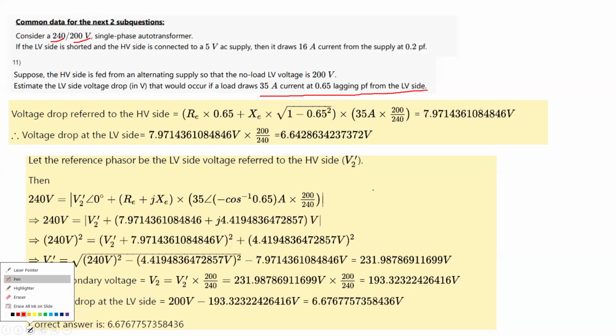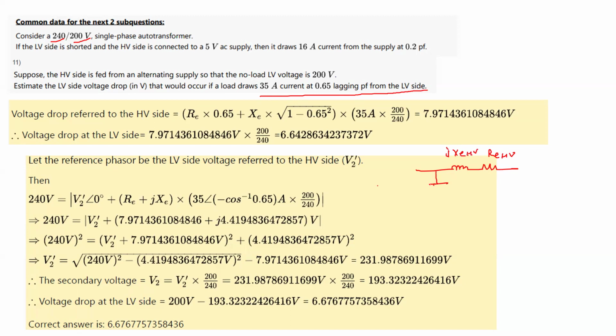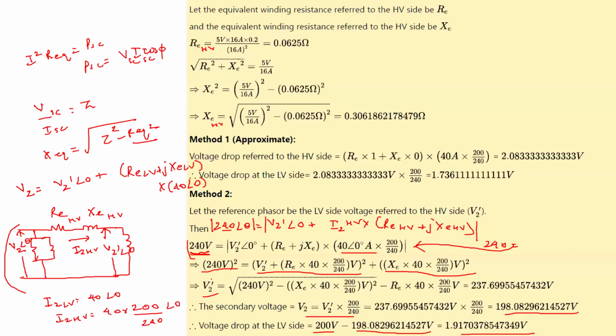So let me again draw the circuit diagram. This is the circuit diagram, with RE HV plus jXE HV, which is also referred. We are not interested in the shunt part, so I'm not writing it. So this is V2 dash, this is V2, and this is I2 HV. Now this is V2 angle theta, and we are taking this as angle 0, exactly like the previous question.